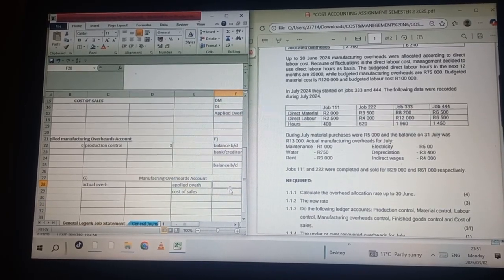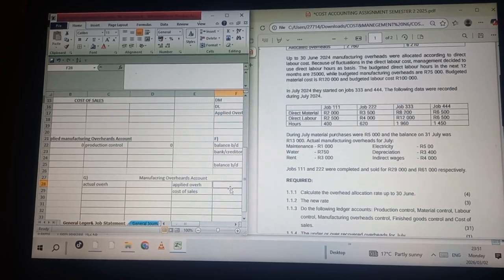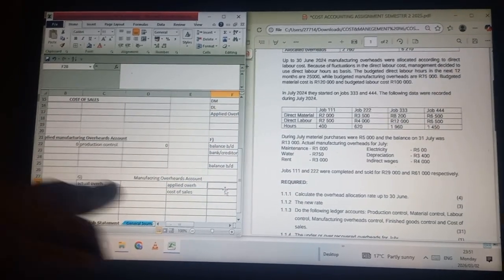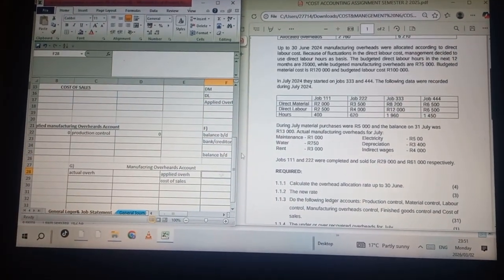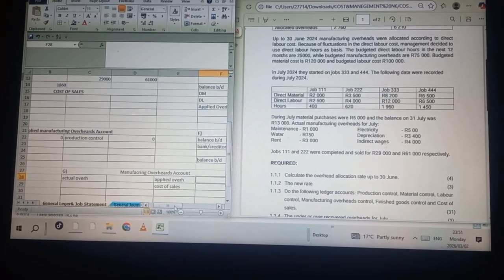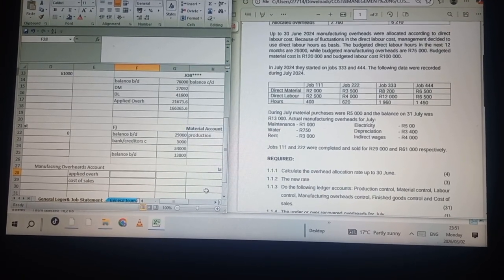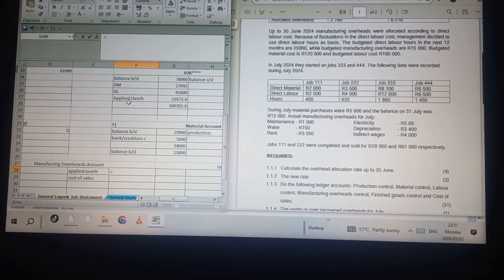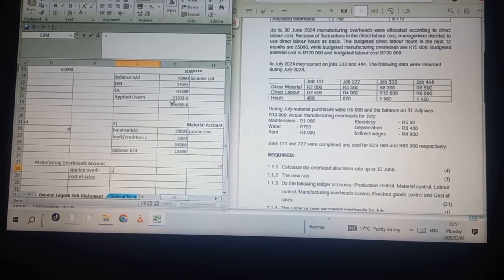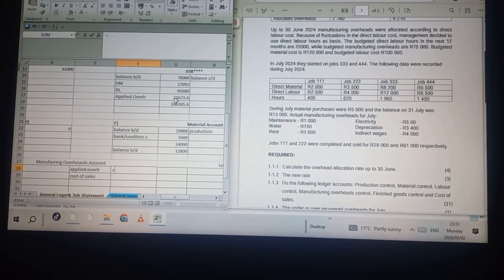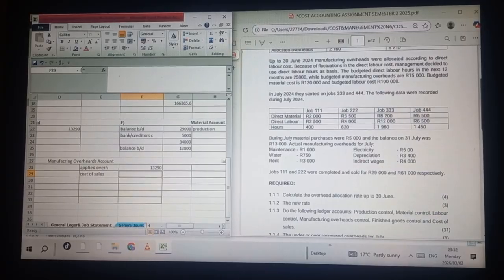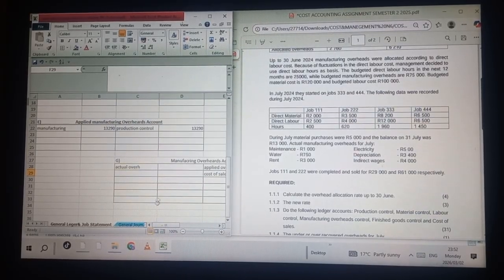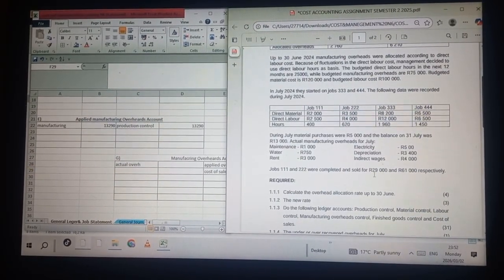Applied overheads, guys, we already calculated it. You take it from production. You need to be wise in this. Don't recalculate things that you already calculated. This is our applied overheads that we calculated earlier on. And then actual overheads, we need to go and check actual overheads.